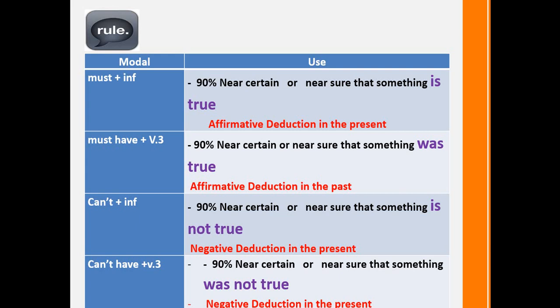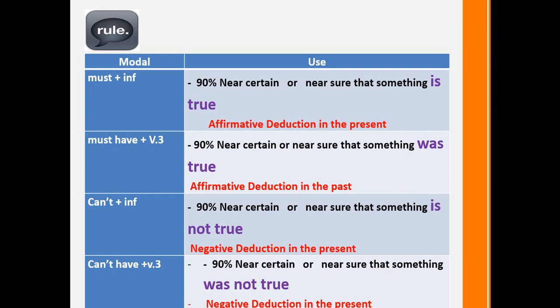Number 3, can't plus infinitive. This is the negative form of must plus infinitive. When do we use can't plus infinitive? When we are 90% near sure or near certain that something is not true. We call it negative deduction in the present.